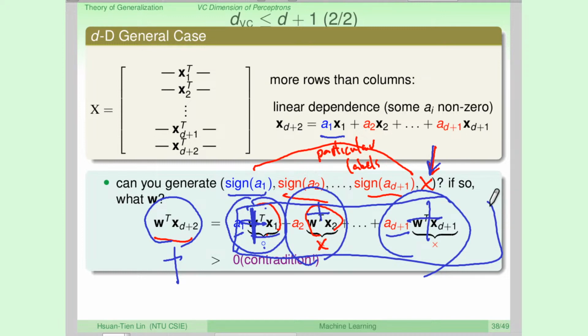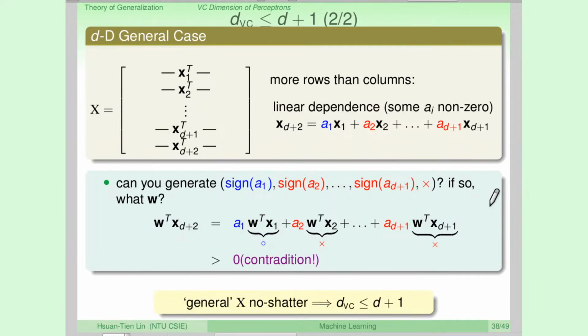It's a contradiction. And when there's a contradiction, we say, for any d+2 inputs in your X, because of linear dependence, you always find a dichotomy that cannot be implemented. And this particular dichotomy that cannot be implemented tells us that there's no shatter, and therefore d plus 2 is a breakpoint, and VC dimension can only be smaller. That's why the VC dimension is less than or equal to d plus 1.